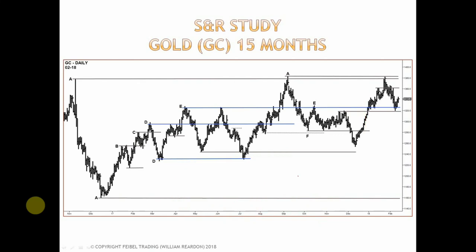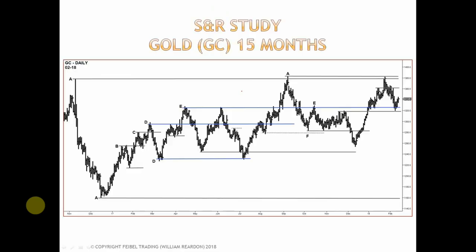Why does support and resistance work? This is a very popular, complex question, and there's many great books on the subject. Why does structure work? Why does support and resistance work?